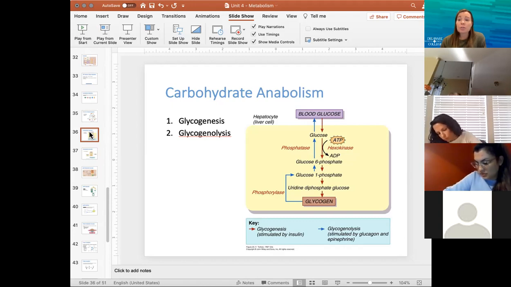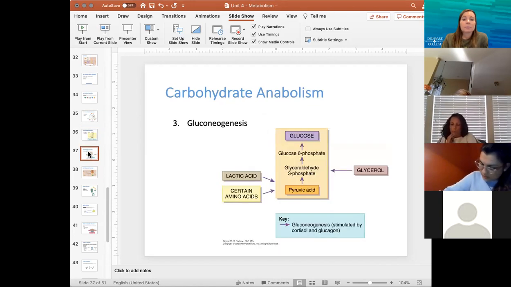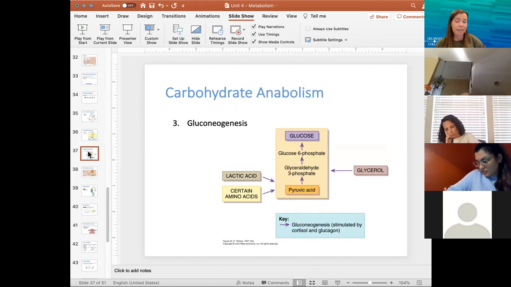Okay, so those two reactions happen all the time. All the time. There is a third one called gluconeogenesis. And this is the formation of glucose from a non-carbohydrate source.